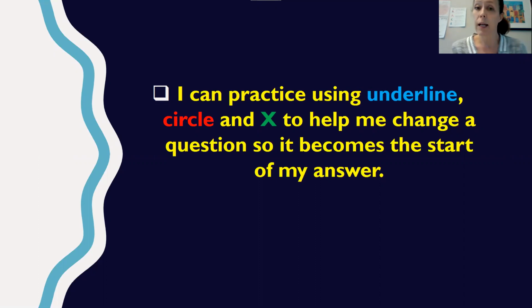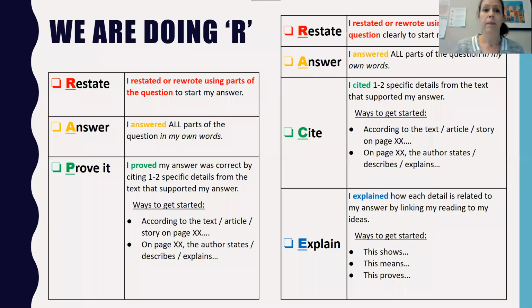Now, being online, you might not be able to underline, circle, or X everything, but you could use different color highlighters that could be on your online tools, or maybe underlining or bolding that could be on your online tools, but just 3 different things.